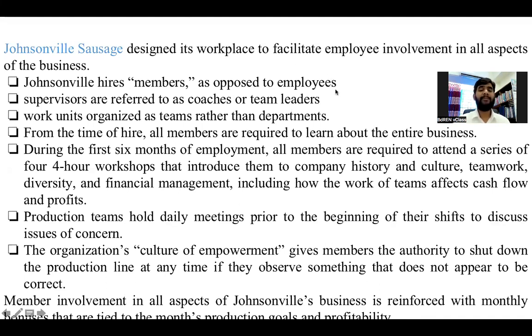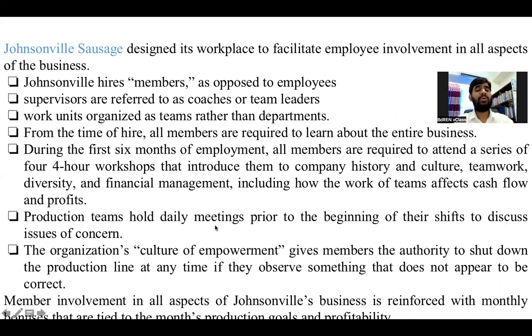Employees only know their jobs, but as a member of the team, you know the profits and cash flows. That means the most sensitive information is also shared with the employees, because they're not employees, they're members. This is the new job design system. We are talking about job redesign.